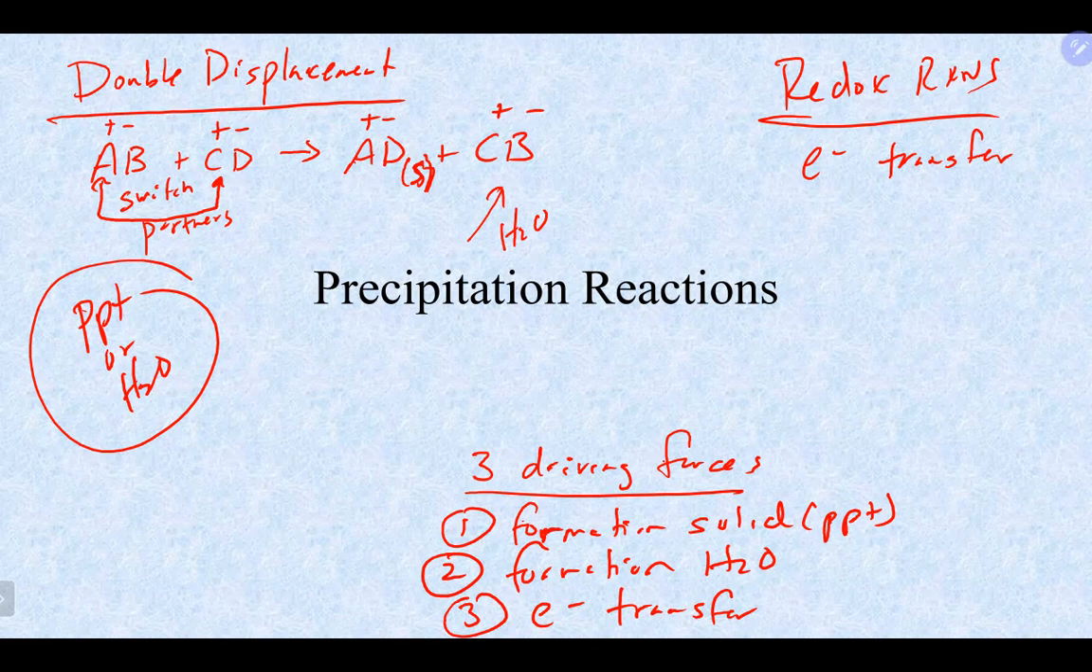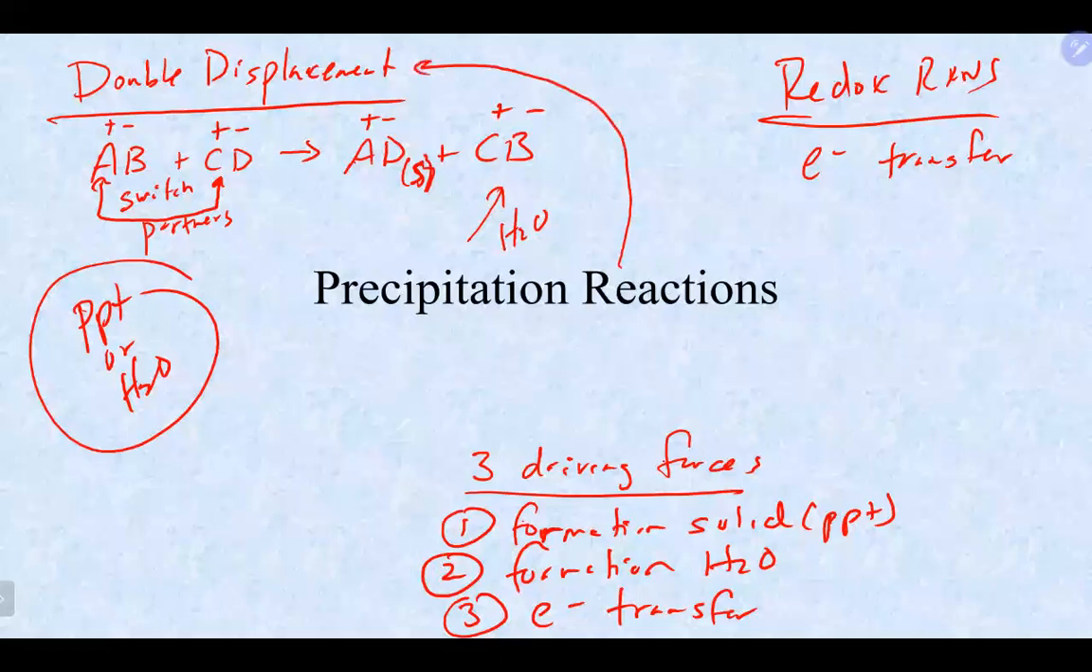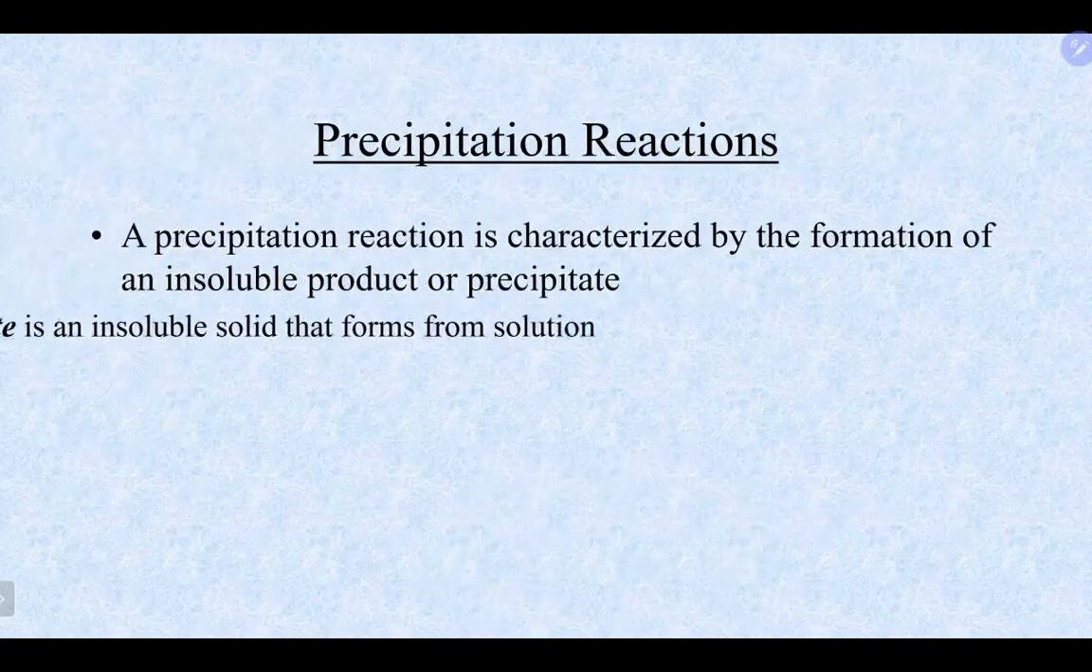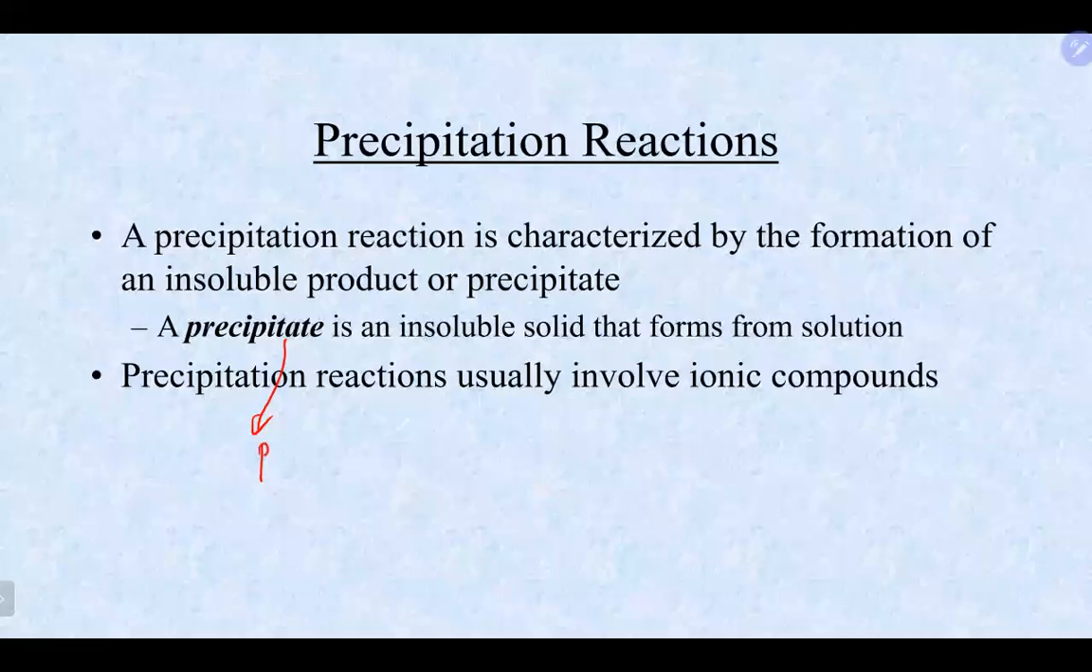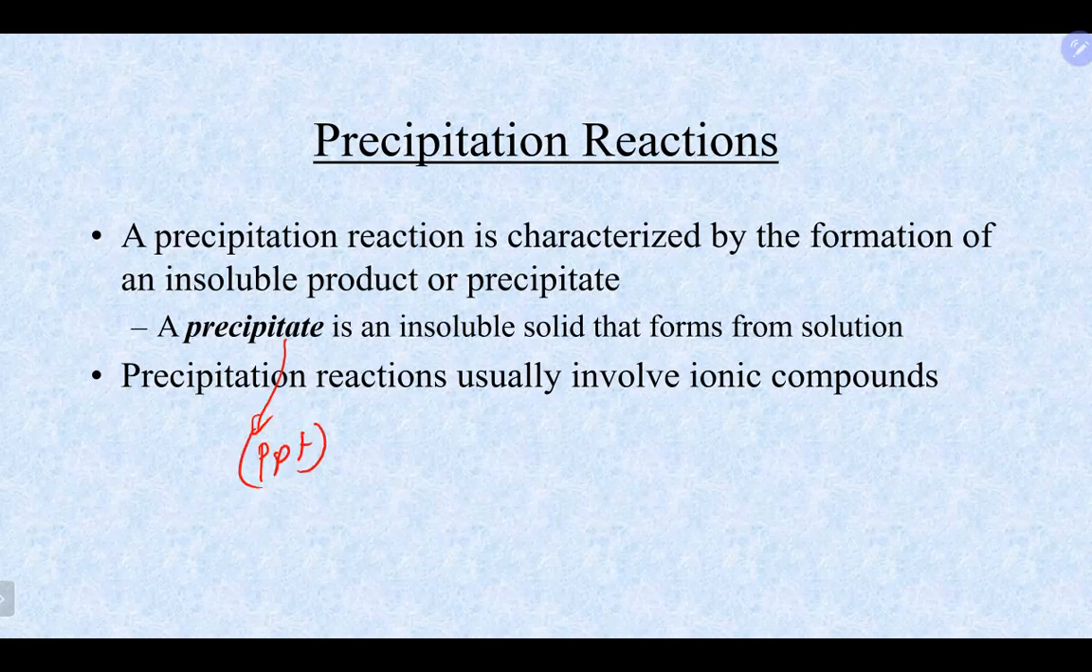So the first one we're going to talk about is a precipitation reaction, which does fall under the double displacement banner. A precipitation reaction is a double displacement reaction. And what happens is when we recombine those ions on the product side, that combination results in a solid being formed. The solid formed is what's referred to as a precipitate. And a precipitate is sometimes abbreviated as PPT. So sometimes you'll see PPT written, and that stands for precipitate.